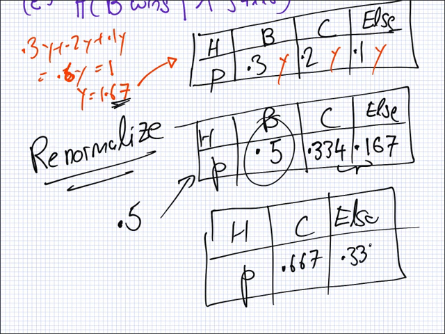Why 2? Well, these 2 add up to 0.5, and they should add up to 1. So what do you multiply 0.5 by to make it become 1? So what's the chance of C winning now? 0.667.